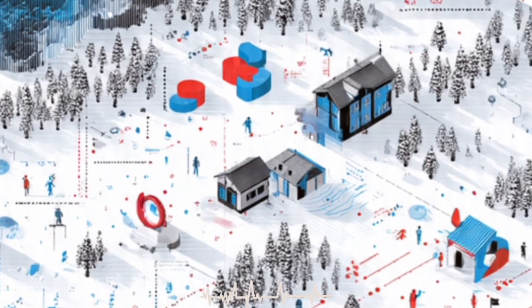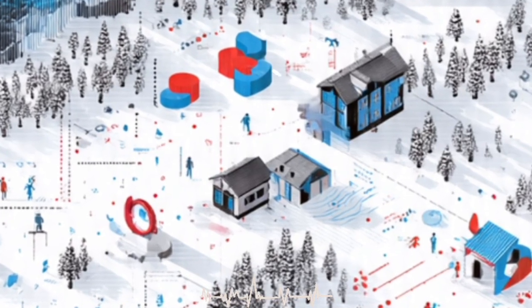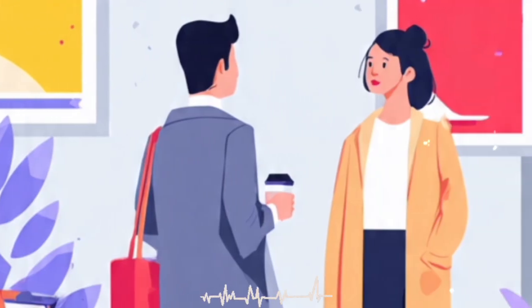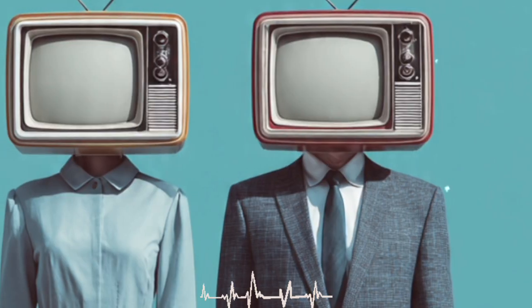It's a question I hear all the time, and for a really good reason. CPM and RPM, they sound almost the same, but trust me, understanding the difference is absolutely critical. Why? Because they represent two completely different sides of the story in the world of online advertising. To make this crystal clear, let's just tell a little story.